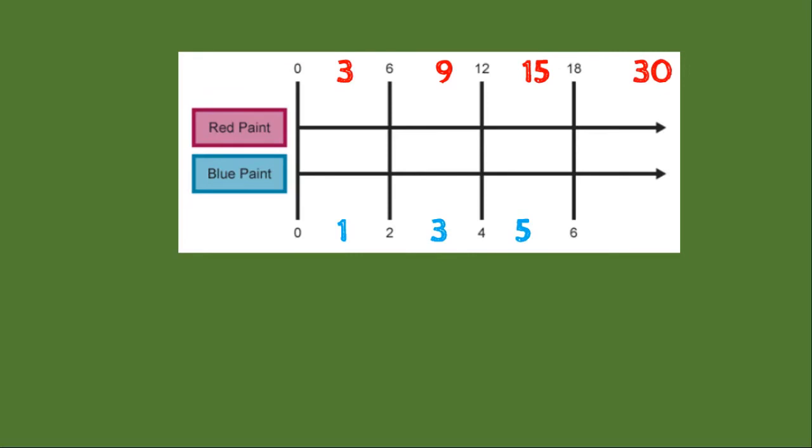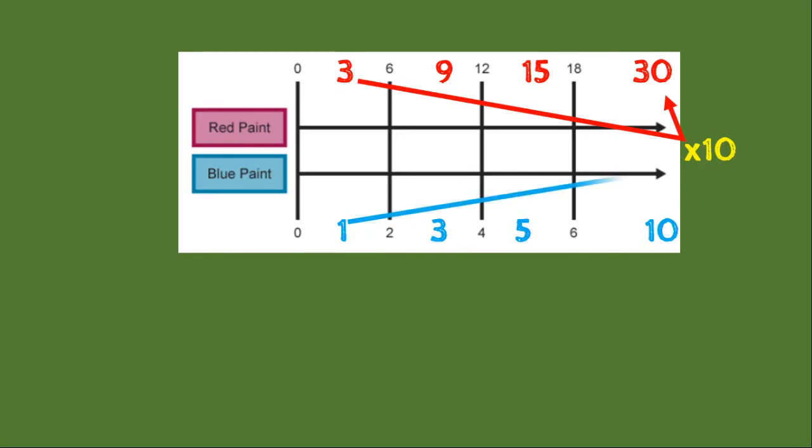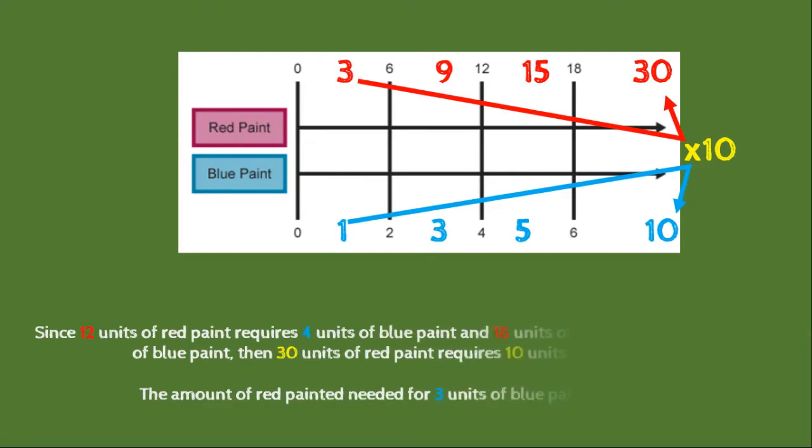For example, if we have 30 of red paint, we can easily figure out that we would need 10 of blue paint. This would be equal to multiplying 3 times 10 to equal 30, and in the same way, 1 times 10 would equal 10. They would all be the equivalent ratio.